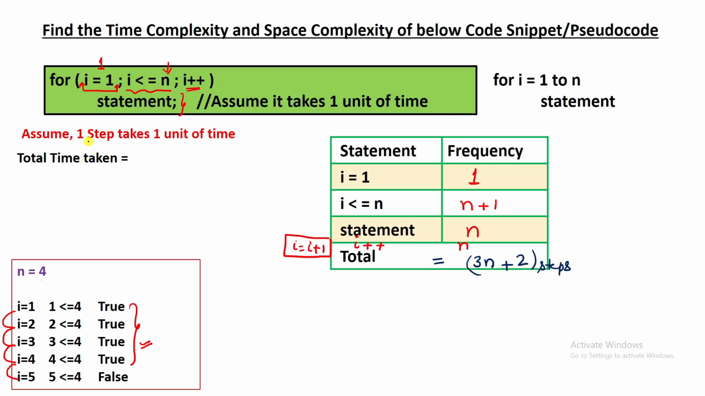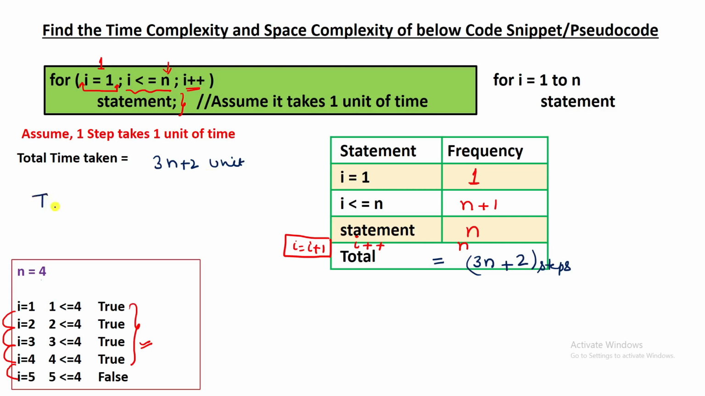So basically, if one step takes 1 unit amount of time, then for these steps it will again take 3n plus 2 unit amount of time, right? And for our further discussion also, we will assume that one step takes 1 unit amount of time. That means one basic operation takes 1 unit amount of time. Okay, so this is the total time taken as per the frequency count method.